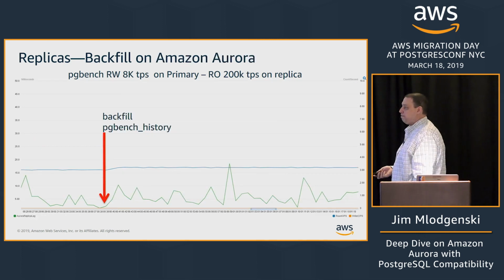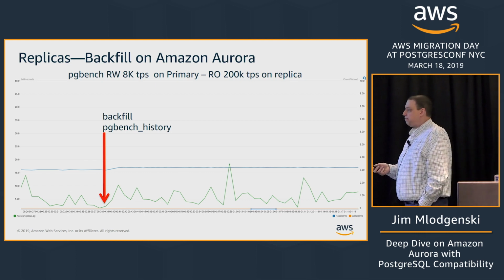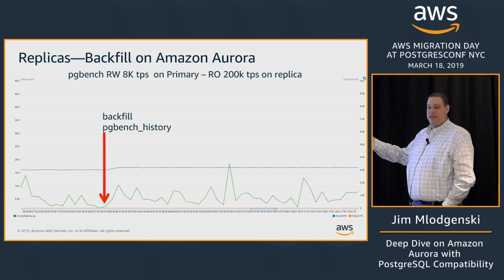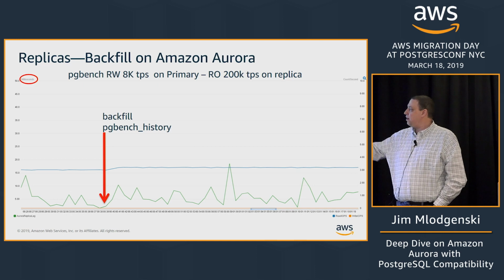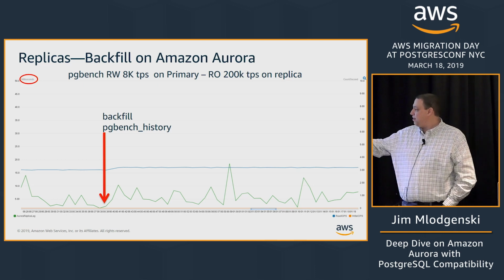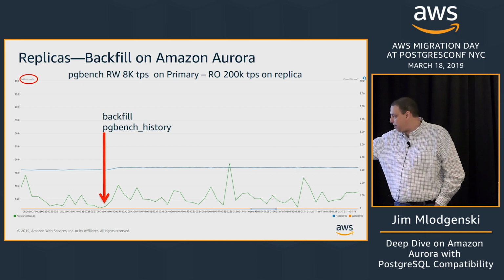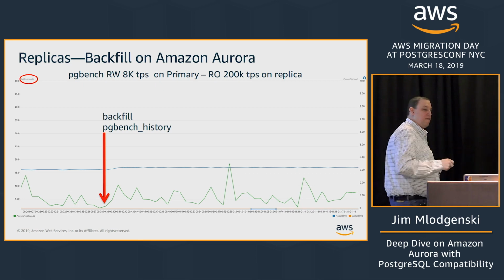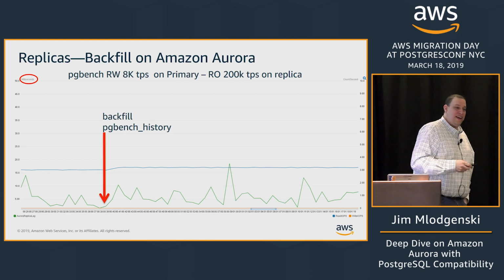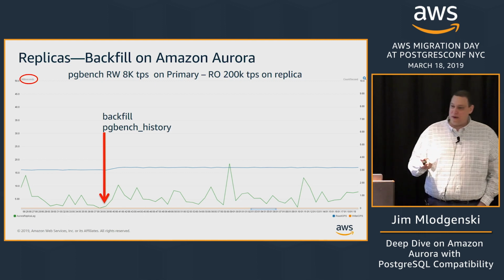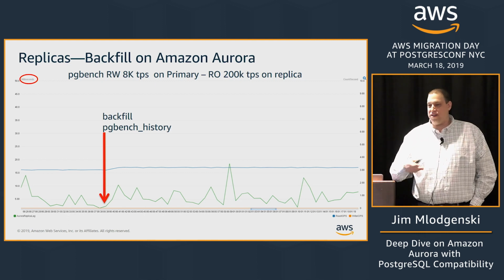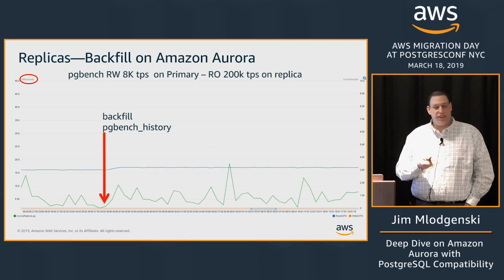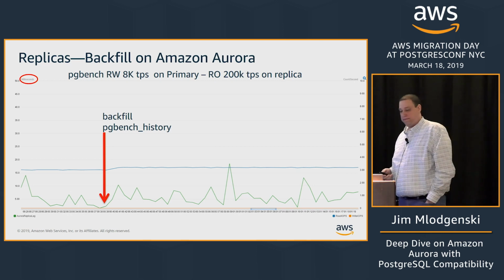But in Aurora, we did that same backfill, and you don't even know there's a difference. If you look at this, this is in milliseconds. So lag is going along at about 10 milliseconds. Even when we did that backfill, it's down to about 1 millisecond. Because that pgbench history isn't being accessed on that read-only node. The messages go over there and just get discarded. So it didn't have to do any processing.